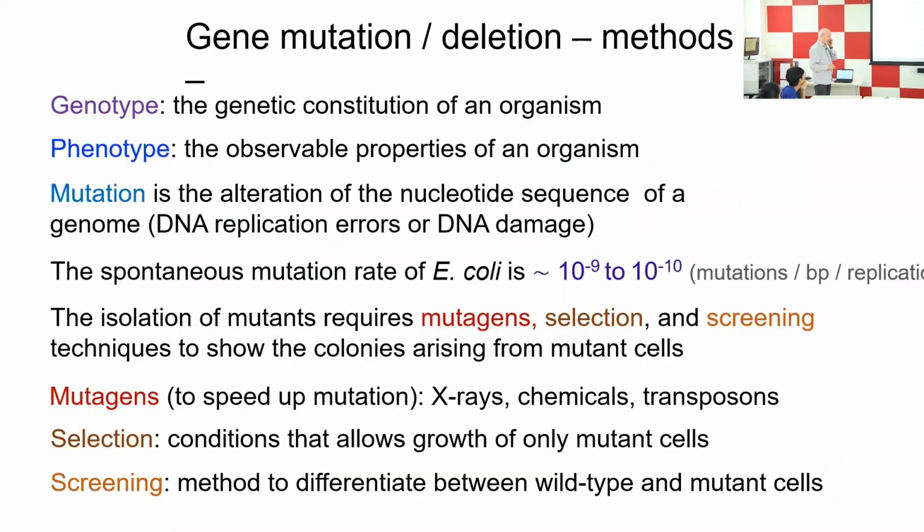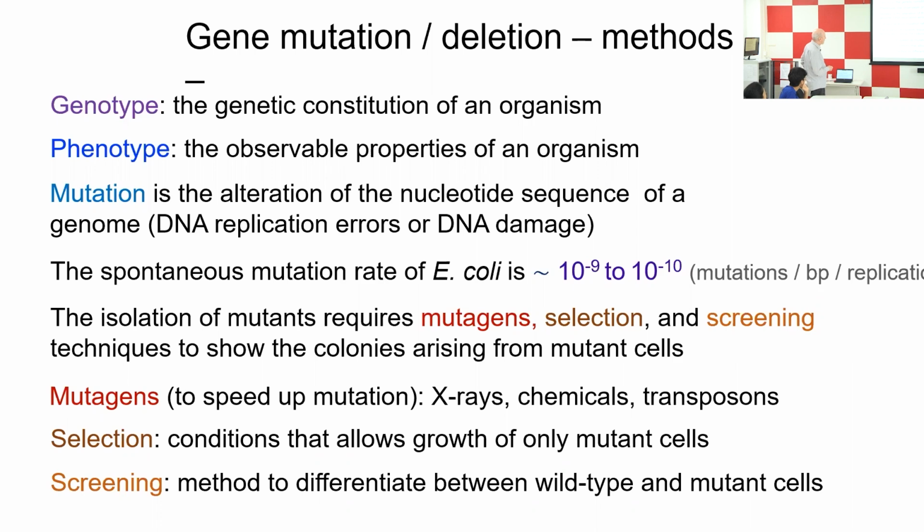Okay, so we have to go through some definitions that are important when discussing genome engineering and genome editing, okay? So some of them I'm sure that you know, others will have to revisit them. So genotype is the genetic constitution of an organism. Phenotype are the observable properties of an organism. A mutation is the alteration of the nucleotide sequence of a genome that can spontaneously happen because of errors in DNA replication or because of DNA damage.